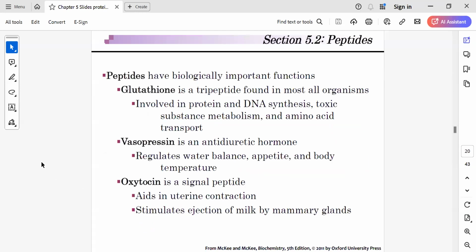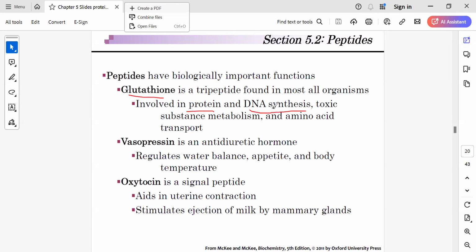And then the peptides. These peptides have an important biological role. An example of a peptide is glutathione, and glutathione is a tripeptide. It means that it's made of three amino acids, and it's found in almost all living organisms. Glutathione is involved in protein and DNA synthesis, so it helps in synthesizing proteins as well as DNA.